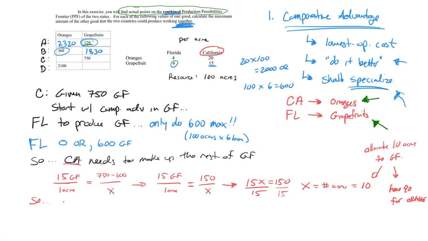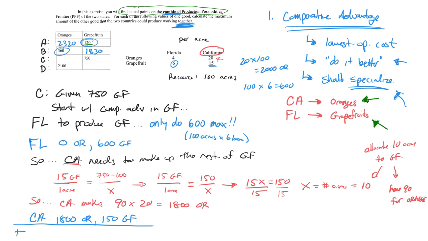So, California makes 90 acres times, well, what can they do for oranges? They can do 20 times 20. They're going to make 1,800 oranges. We know what Florida's making up here. Let's now also write down what California is making. California is making 1,800 oranges and 150 grapefruits.